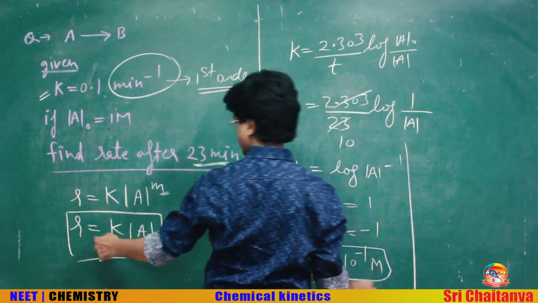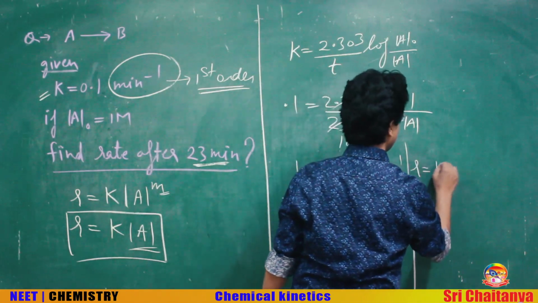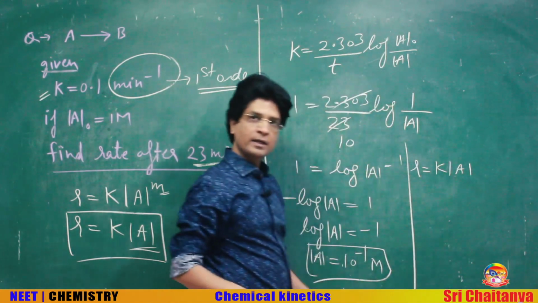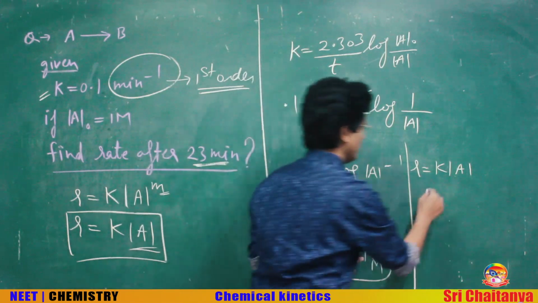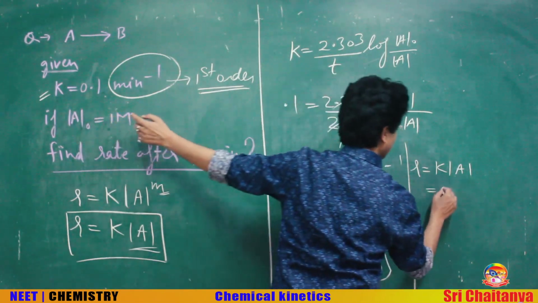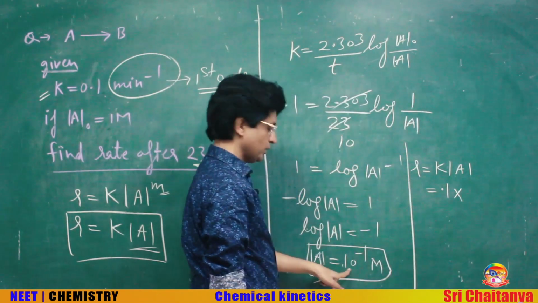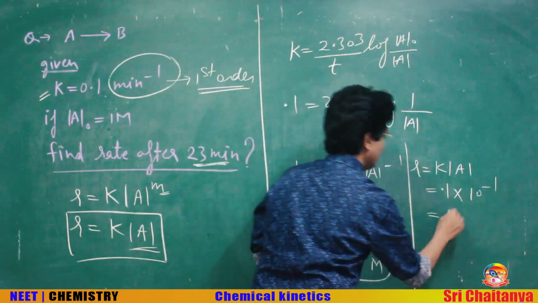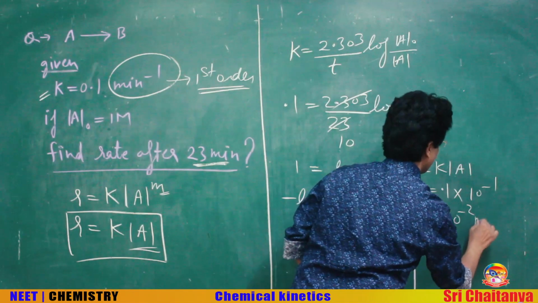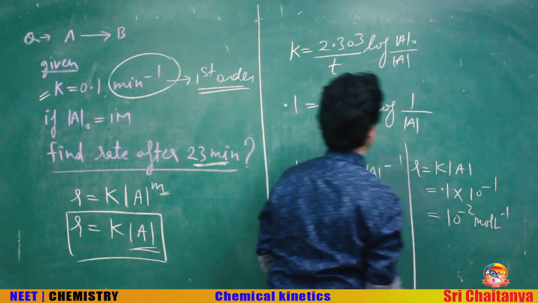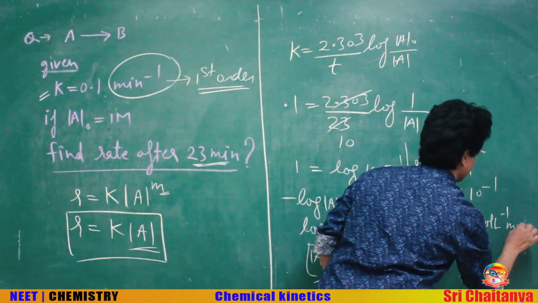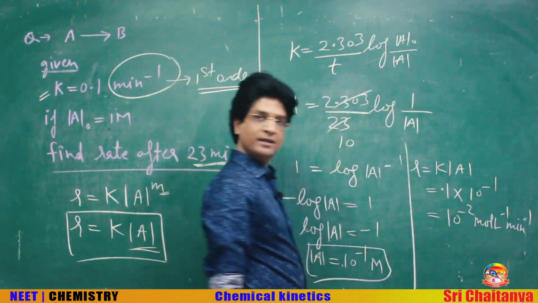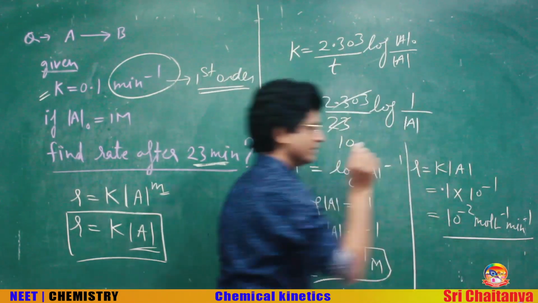Now using this rate law, rate will be K into amount of A remaining after 23 minutes. So K is how much? 0.1. How much is the amount of A? It is 10 to power of minus 1. So overall it will be 10 to power of minus 2 moles per liter per minute. Okay, so that will be our final answer.